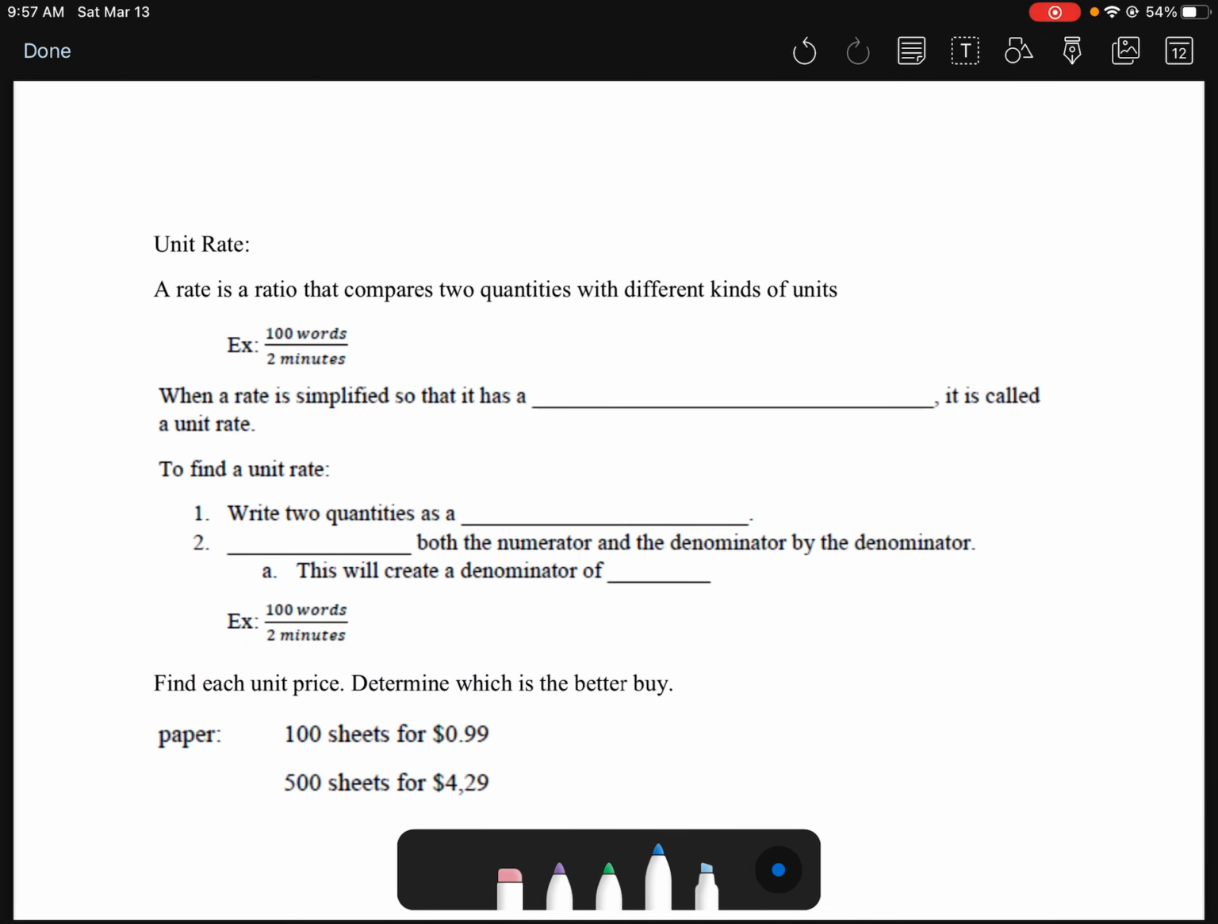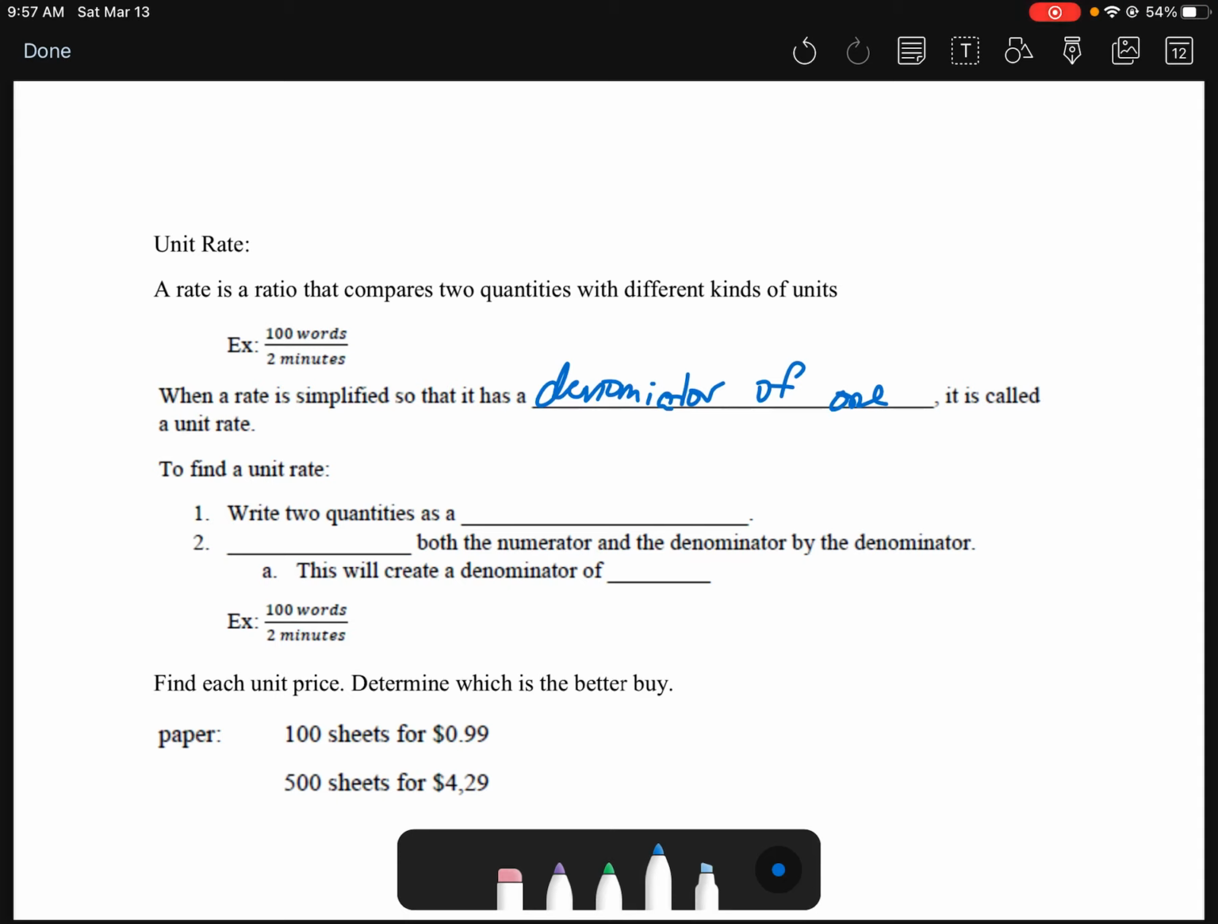A rate is a ratio that compares two quantities with different kinds of units. So for example, if I have 100 words for every 2 minutes, we're dealing with 2 different types of units that are in some form of relationship with one another. When a rate is simplified, so it has a denominator of 1, it is called a unit rate.